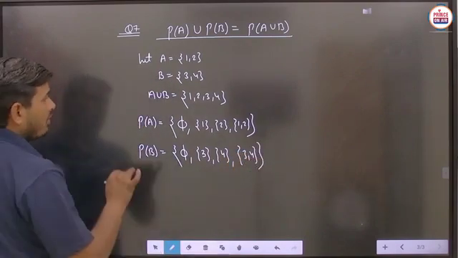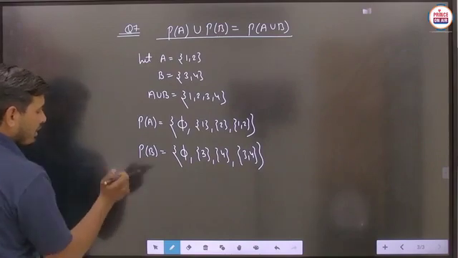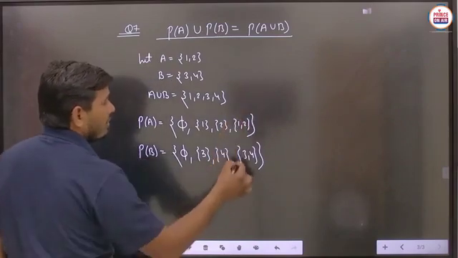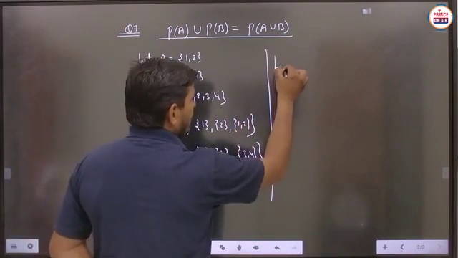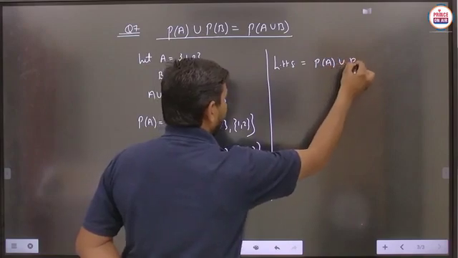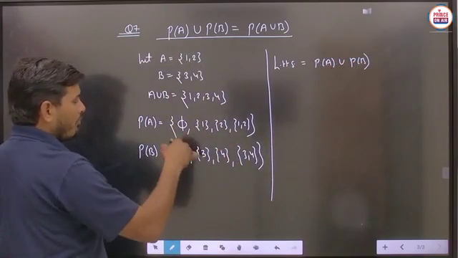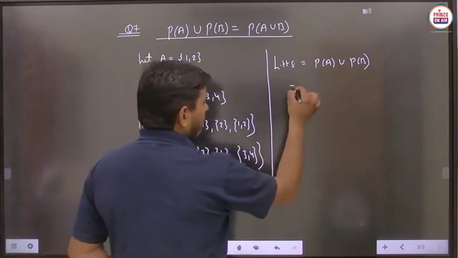Now student, we have to calculate the left hand side. Again, the left hand side says P of A union P of B, meaning we have to take the union of both the power sets of A and B. So we will include all the elements.